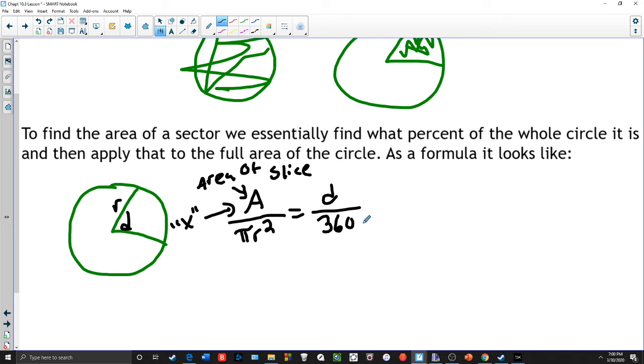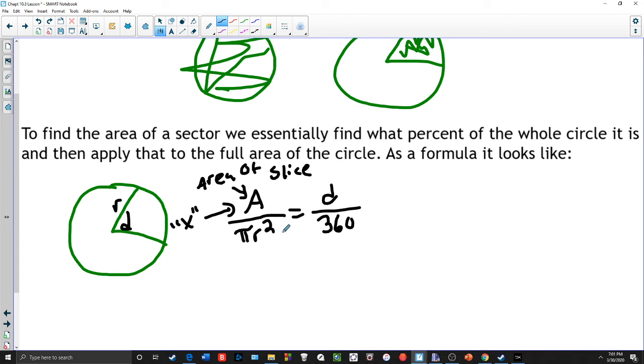So again, don't try to memorize this, bootstrapping it by just thinking, okay, A over pi r squared equals d over 360. That's one way of doing it, and that might succeed. But if you want this to stick for now and ever, then again, kind of figure out, okay, why is this happening? And again, the reason it's happening is because you're comparing apples to apples each time.